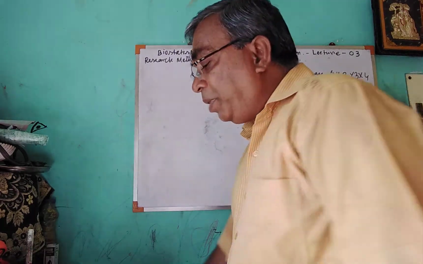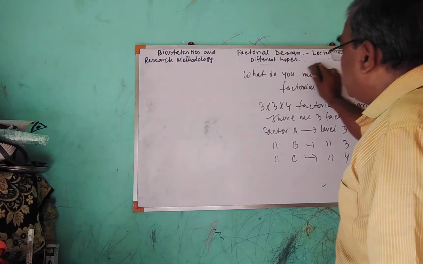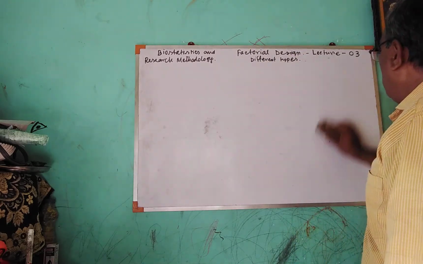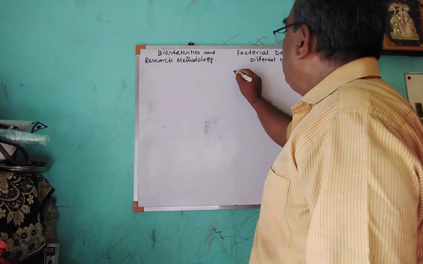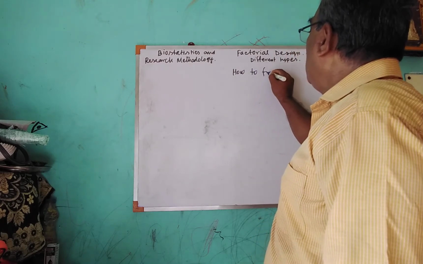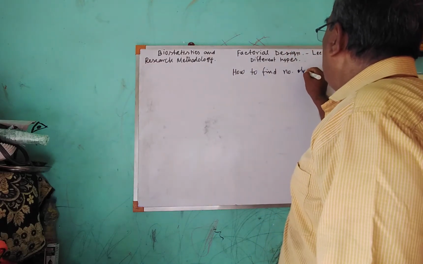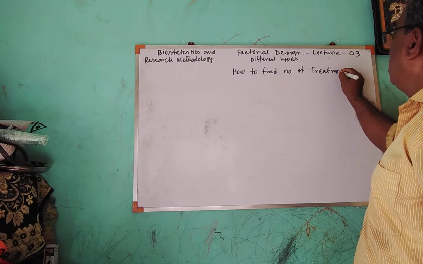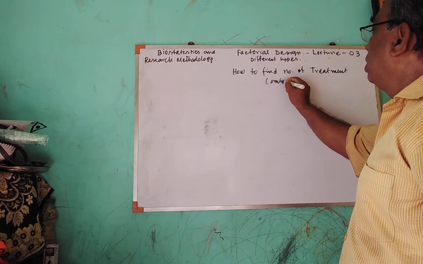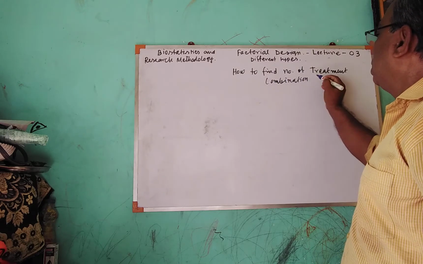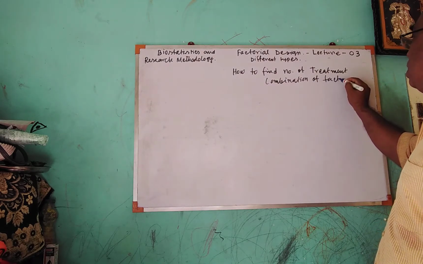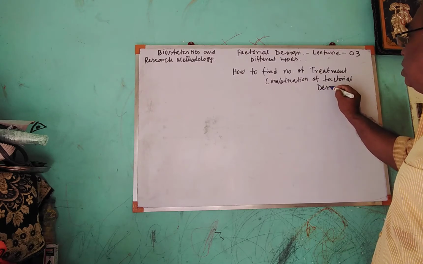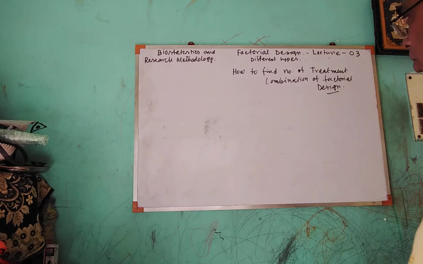Now, number of treatment combinations. How to find the number of treatment combinations of a factorial design? This thing I will explain now.